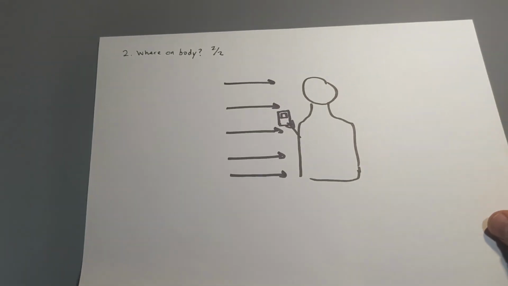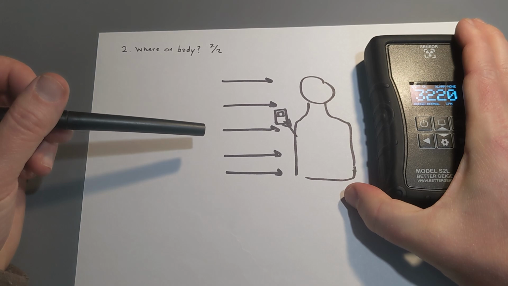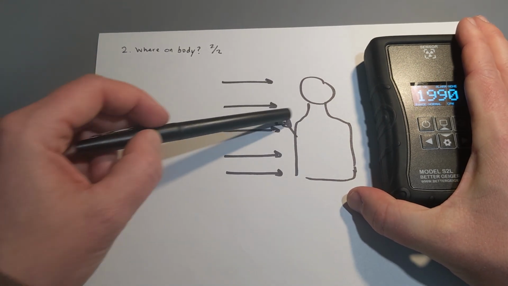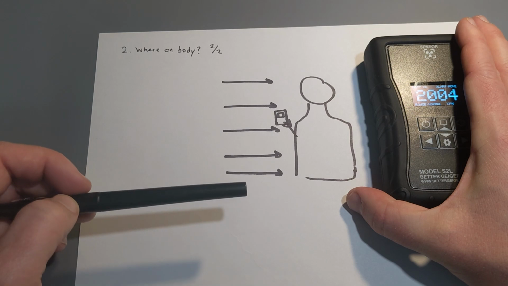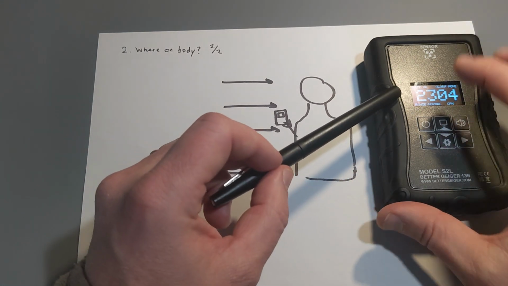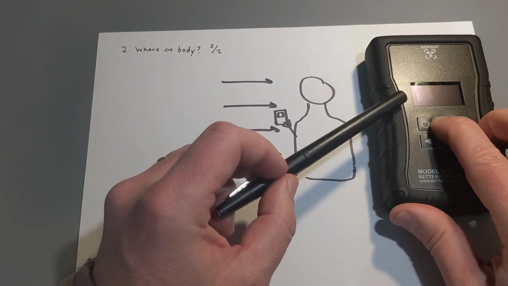But in most situations, what the device is doing is thinking to itself, someone is holding me somewhere, and that position, wherever that is, roughly equals what the whole body is being exposed to. So that's basically when it shows a dose number here. I'll go back around to dose.